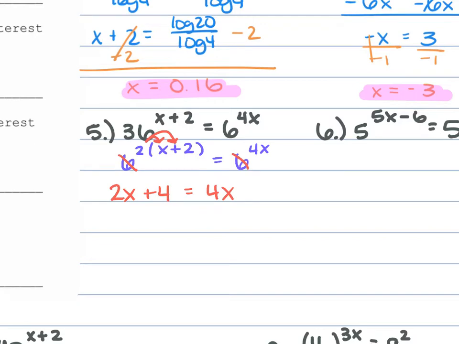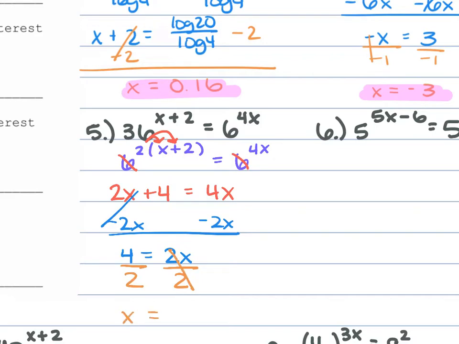So from here, I'm going to move this 2x over by subtracting it from both sides to get my x's on the same side. So I have 4 is equal to 2x. Then I'm going to divide by 2, and we get that x is equal to 2.